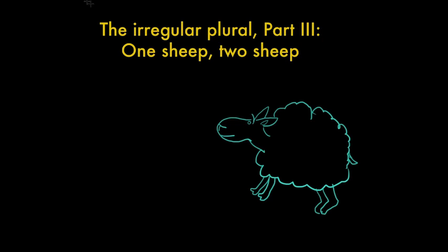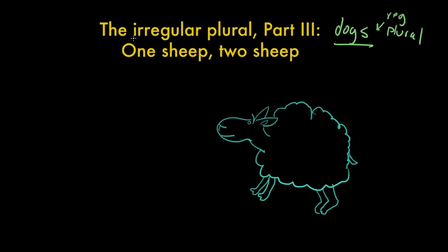Hello, grammarians. I wanted to talk today about a different kind of irregular plural. So we've been talking about regular plurals, where you take a word and you add an S. So for example, the word dog becomes dogs, you add an S. And this is the regular plural here.